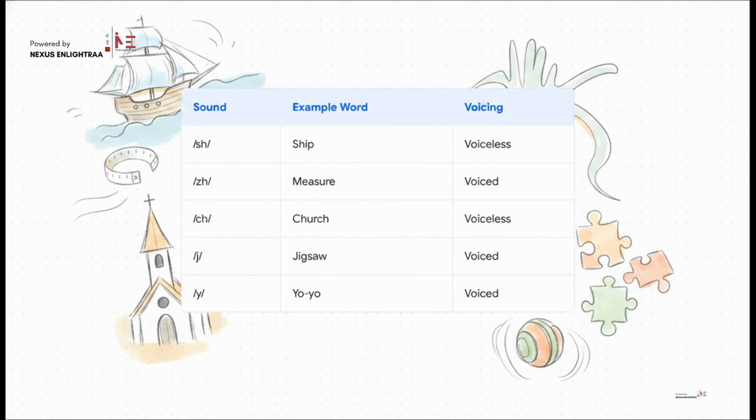We've now reached the middle of the mouth. For these, the flat blade of your tongue pushes up against the hard roof of your mouth. Voiceless, sh, ship, sh. Voiced, zh, measure, zh. Next, we completely stop the air and then push it out really quickly. Voiceless, ch, church, ch. Voiced, j, jigsaw, j. And lastly, a really soft voiced sound, y, yo-yo, y.